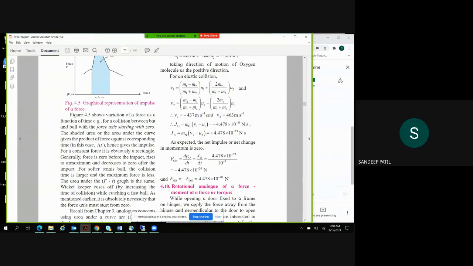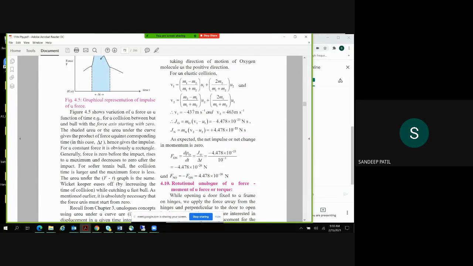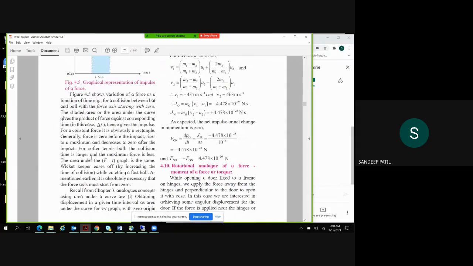Rises to maximum and decreases to zero after the impact. After the impact, it becomes zero. For a softer tennis ball, the collision time is larger and the maximum force is less. So what happens for a softer tennis ball? The collision time is larger. Why? Because that ball gets deformed, right?